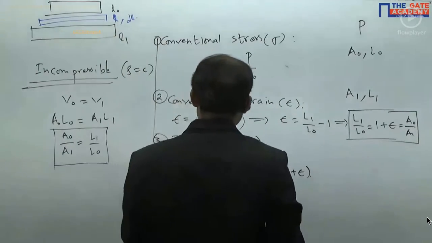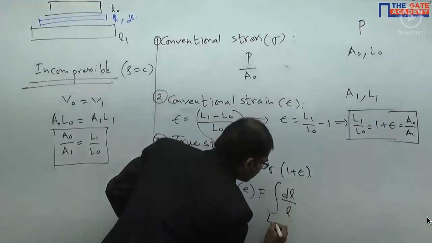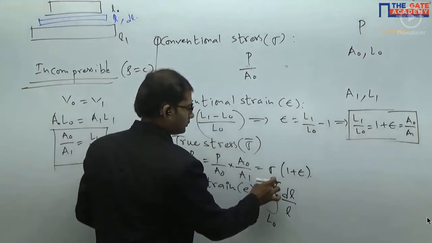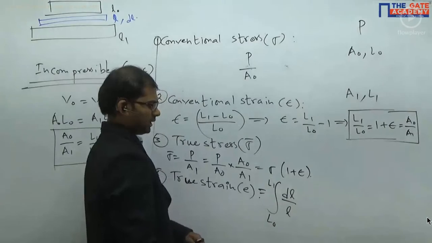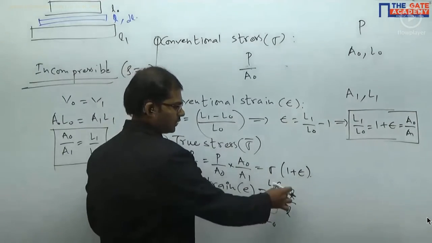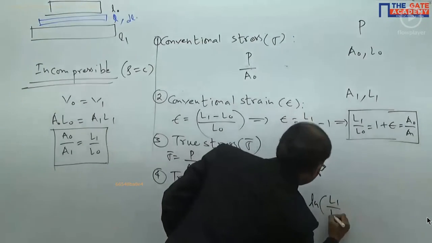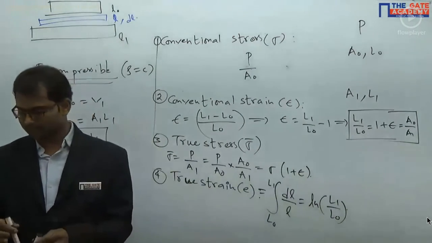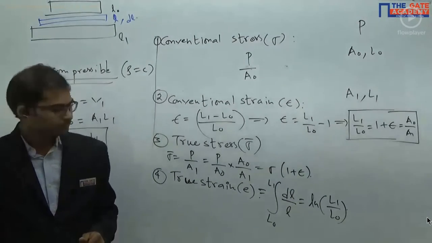If that is the condition, we get the true strain formula as the integral of dl by L from L0 to L1. Integral of dl by L is log of L. So it is ln of L1 by L0 here.